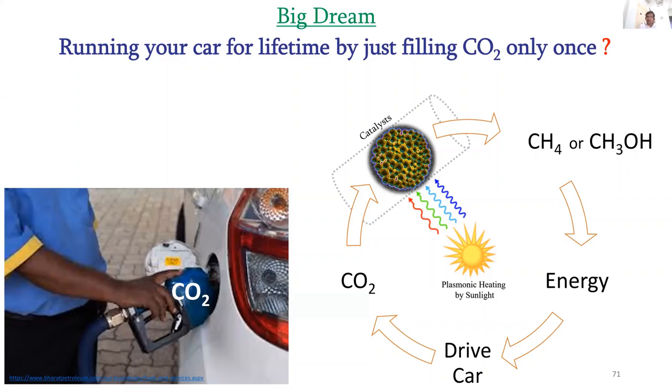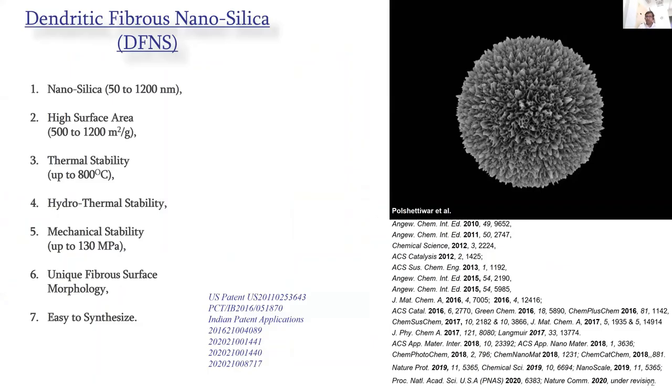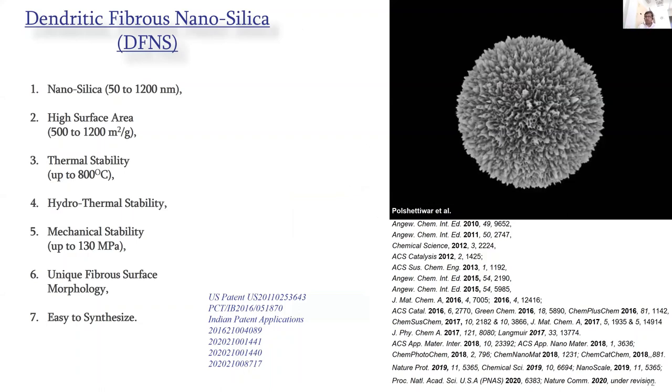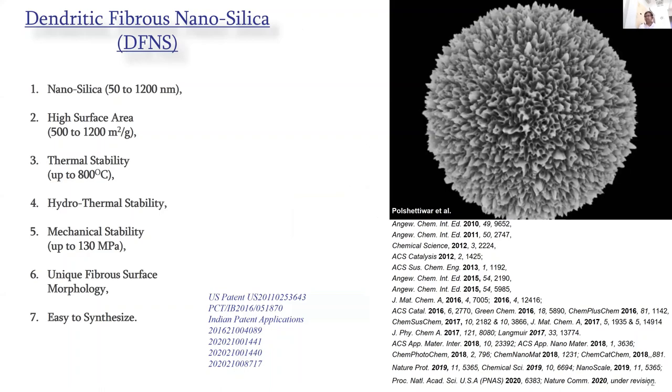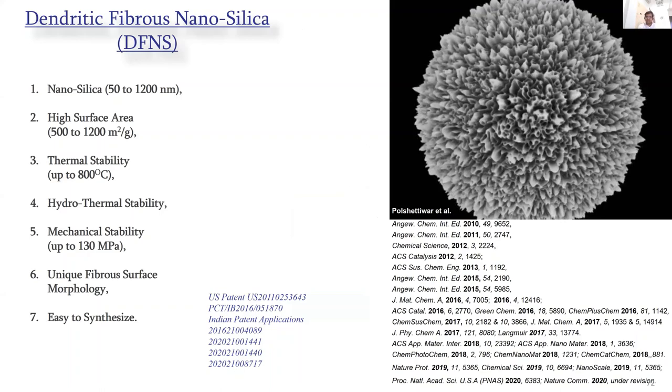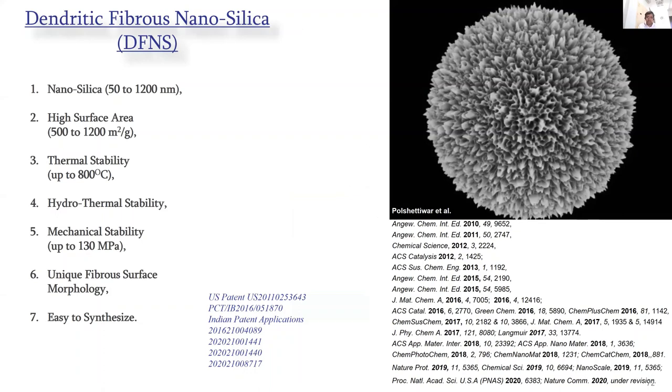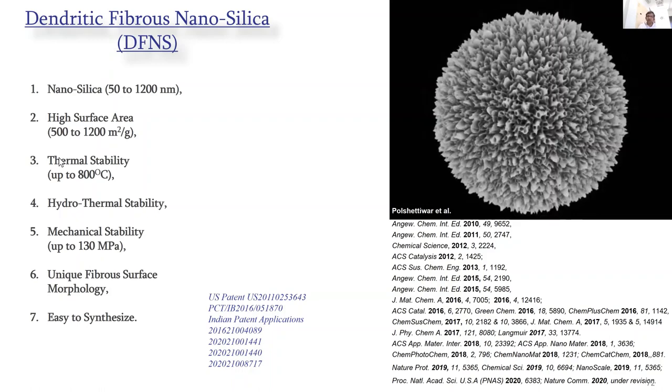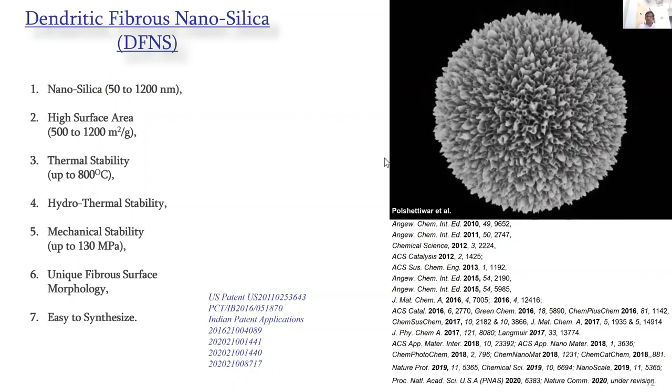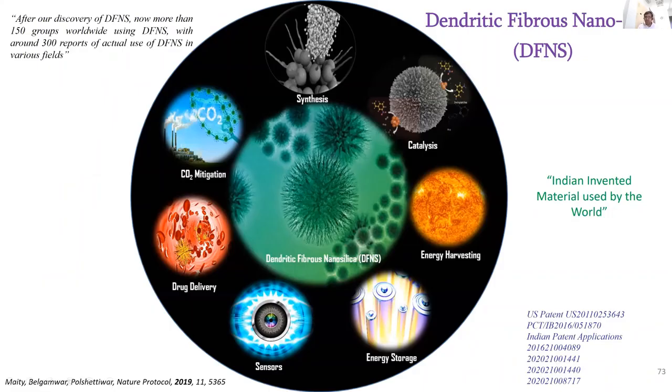So this is our own example where we developed a new kind of nanomaterial, where we can tune the sizes and surface area, and it has great thermal stability so that I can heat this material up to 800 degrees Celsius and it still remains active. And we use this material to show this. After our invention, there are now around 150 groups using our material, not only for CO2 chemistry, but also in drug delivery, to develop batteries, sensors, light harvesting, a large number of applications of these materials.